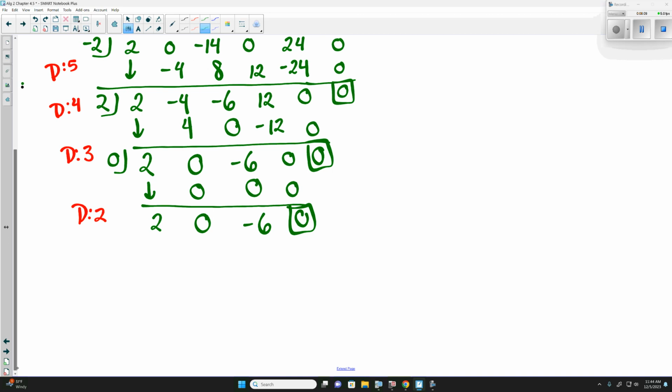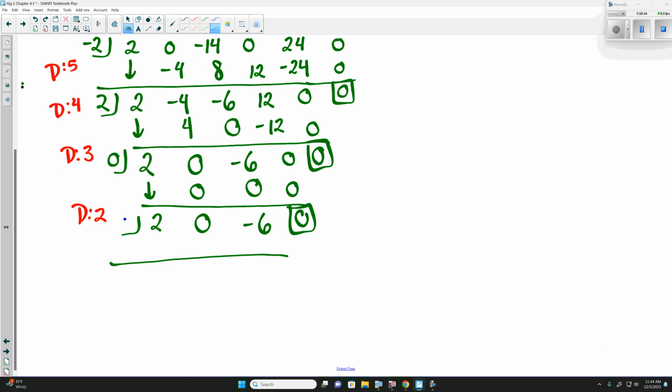So we now have it as a quadratic. Now at this point here we can try -2, 2, or 0 again, but unfortunately none of those work. Because if we tried this with 0, bring down the 2, 0 times 2 is 0, 0 plus 0 is 0, 0 times 0 is 0, and -6 plus 0 gives us -6. We have a remainder other than 0, so it is not a solution.